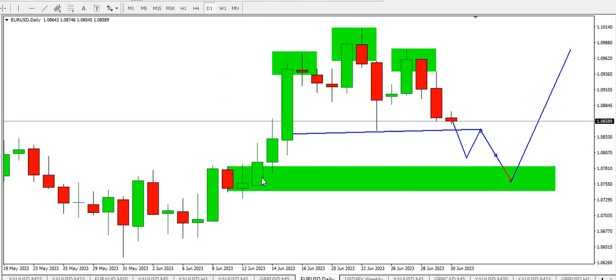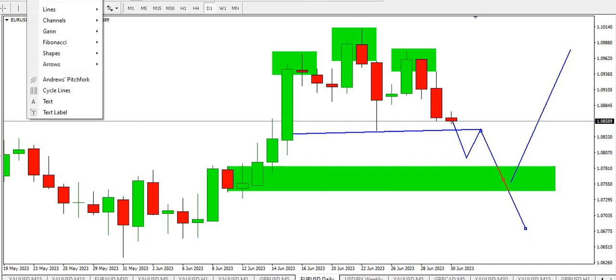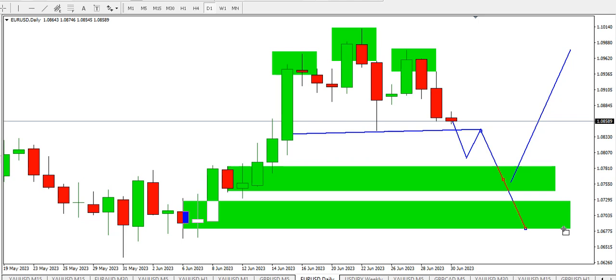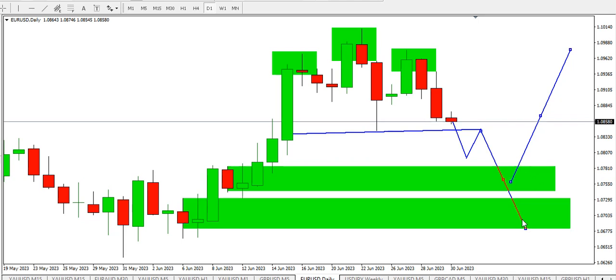But if this particular level fails, price might drop to the next level, which is this particular order block on the daily time frame. It might drop to this particular order block on the daily time frame for price to find some level of demand and start to go up.